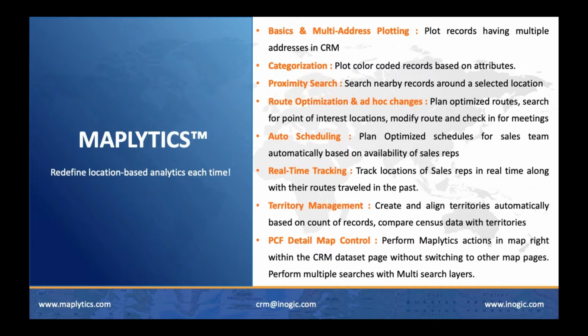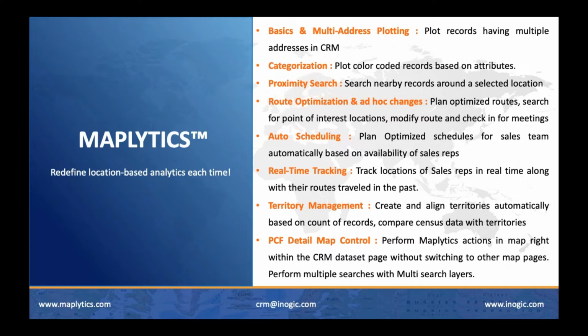Next, we'll be seeing the categorization. This feature will help you to visualize color-coded push pins based on various attributes. This will be followed by the proximity search feature. Using this, you'll be able to search for nearby records around a selected location. After that, we'll be seeing how the salespeople who are out in the field will be using the route optimization feature to plan and modify their routes, search for POI locations, and check in and check out for meetings. Later, we'll be seeing the auto scheduling feature.